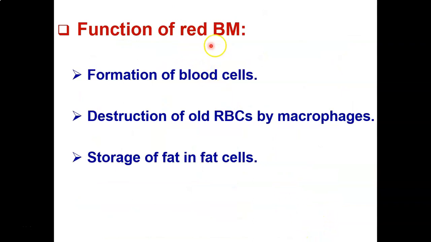Function of red bone marrow. The function of it is formation of blood cells, as you see, red blood cells, eosinophil, basophil, lymphocyte, and so on. The second function, destruction of old cells. By which cell? Yes, excellent, by macrophage. And finally, storage of fat as it contains fat cells.